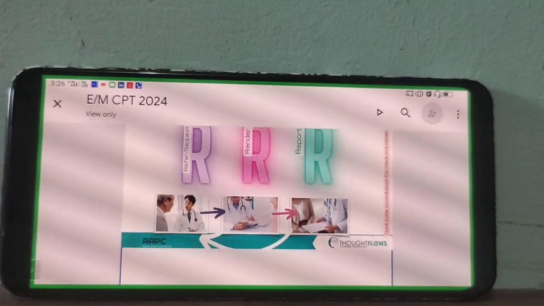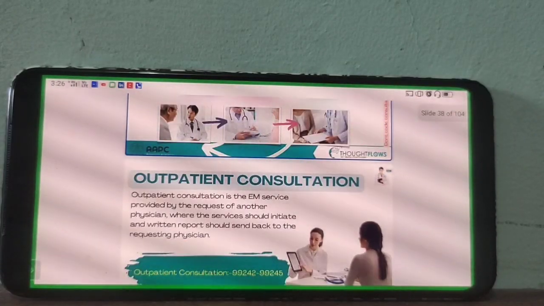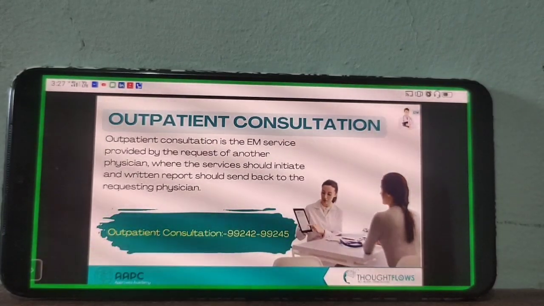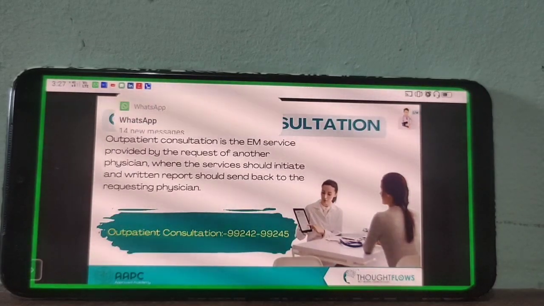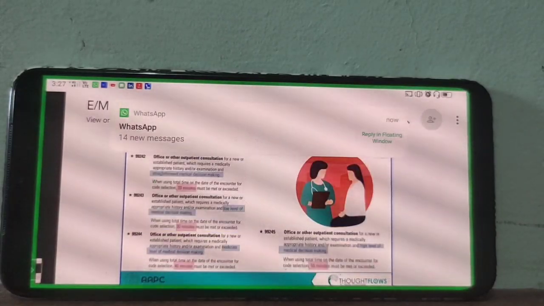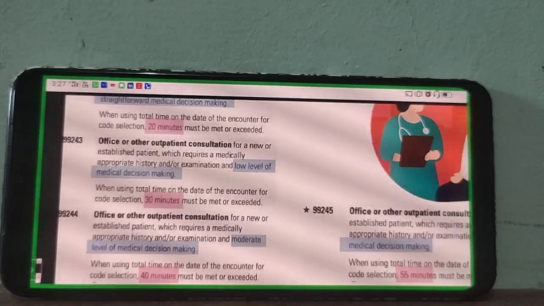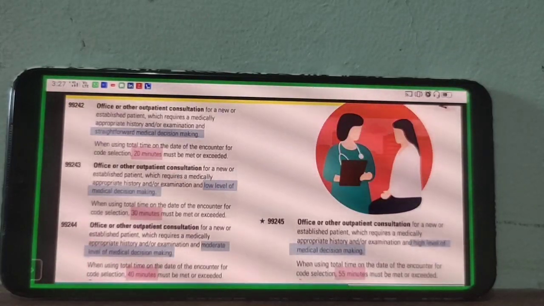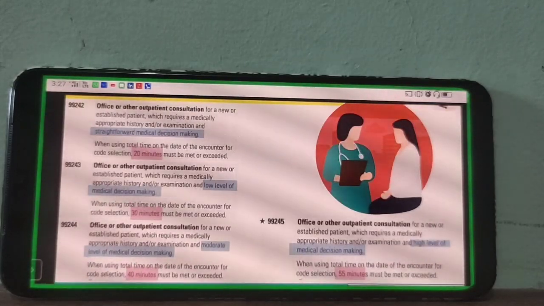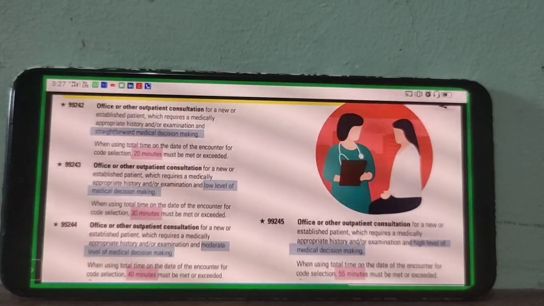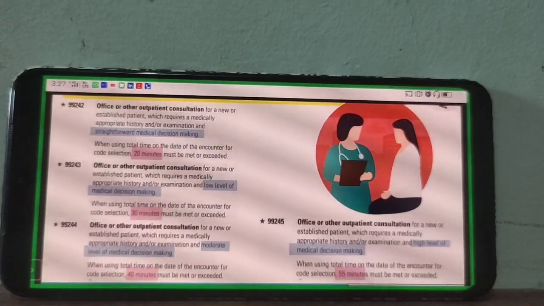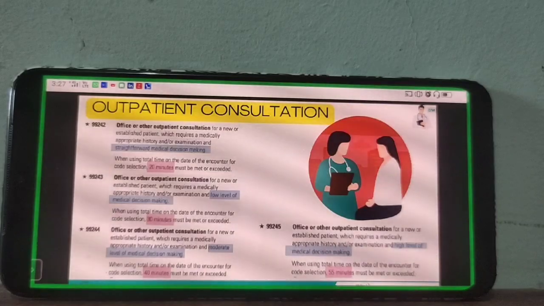There are two classifications in consultation: outpatient consultation and inpatient consultation. Outpatient consultation code ranges are 99242 to 99245. Here also we have to apply the code based on the MDM or time. Straightforward MDM, 20 minutes, 99242. Low MDM, 30 minutes, 99243. Moderate MDM, 40 minutes, 99244. High MDM, 55 minutes, 99245. So these are the code ranges for OP consultation.